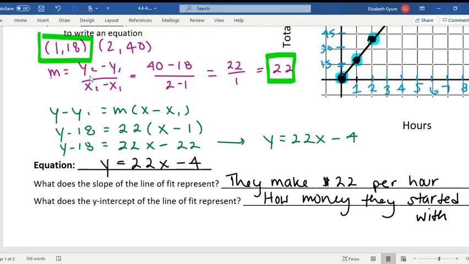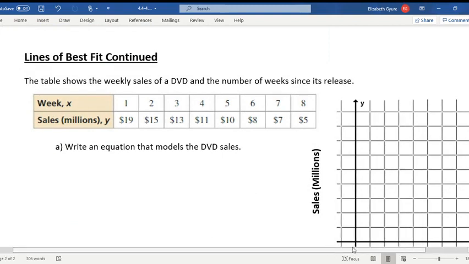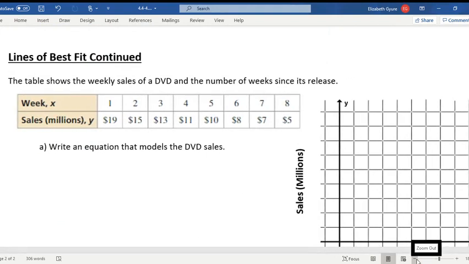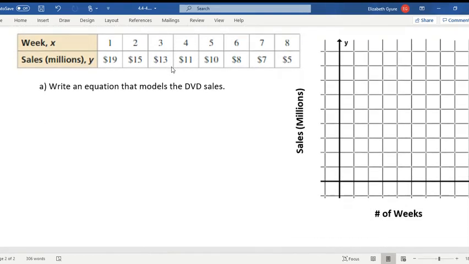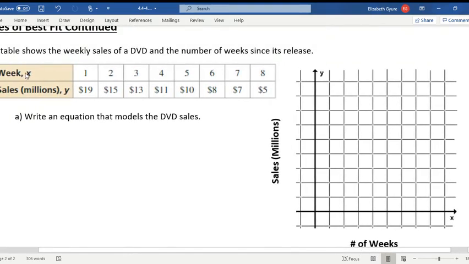Okay. All right. Let's see. We got one more example, I think, on the back, right? All right, let's try this one more time and then we'll take a little break and work on our activity. So the table shows the weekly sales of a DVD and the number of weeks since its release. So, people online, how are we doing so far? I know that this can be a little tricky, but do your best to follow along. Yeah, it's a little tricky.